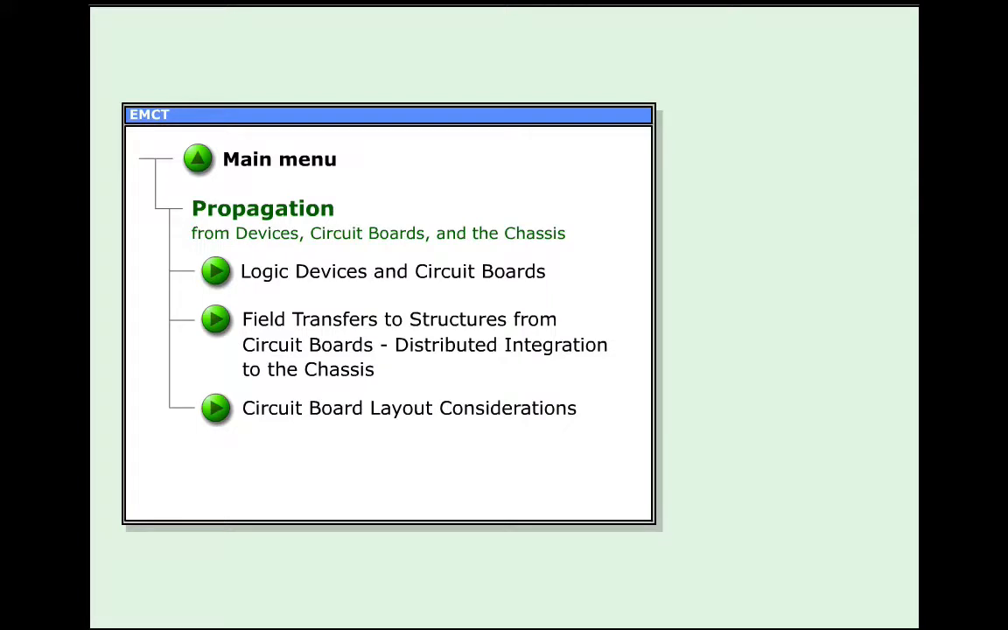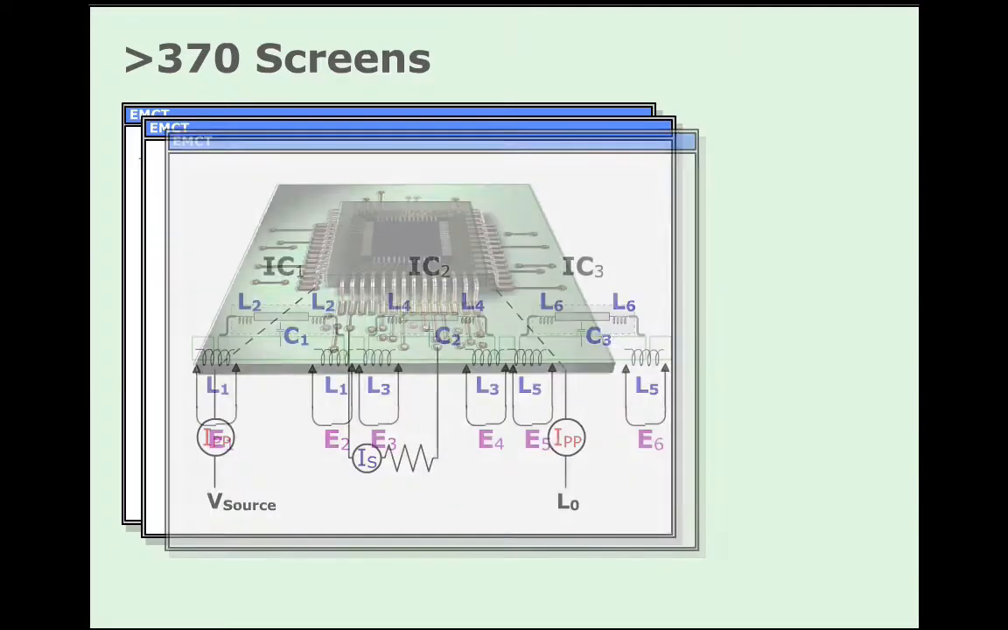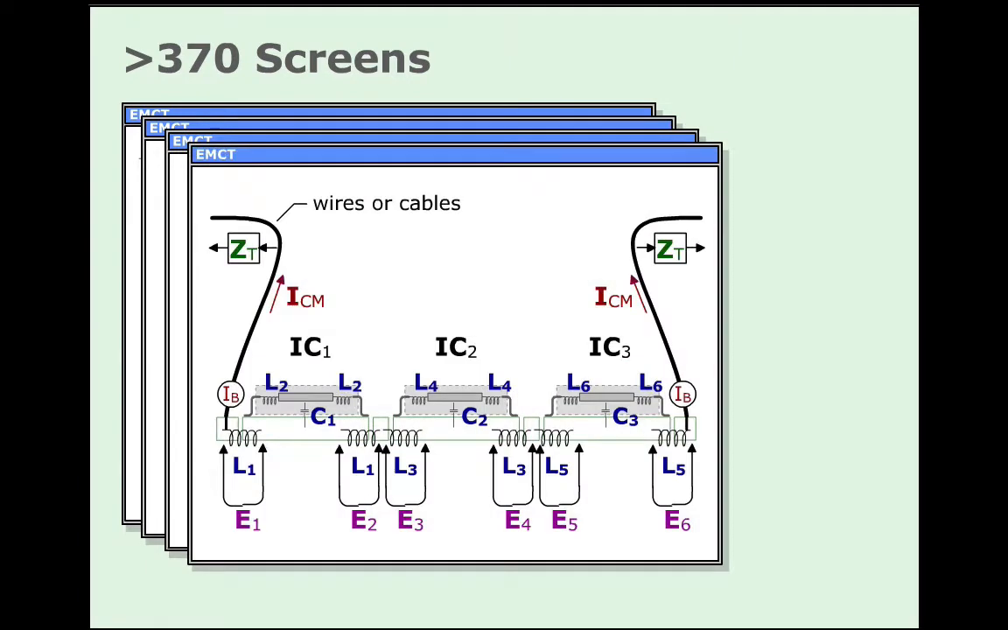This is the Propagation module. This module contains 3 sections with over 370 screens. With the Propagation module, you're introduced to the primary mechanisms that create EMI from active circuit boards. Using a layered teaching approach, you'll first learn about the fields that are created by a single device. Then, building upon those concepts, you'll be able to understand the more complex fields that emanate from several devices, including how circuit boards couple EMI currents to attached wires or cables and form radiating antenna structures.